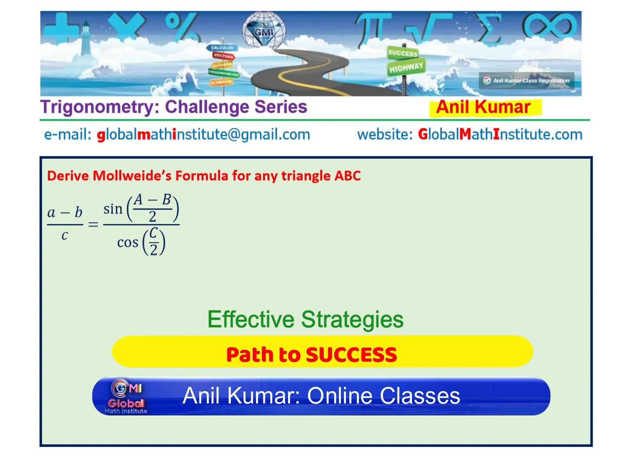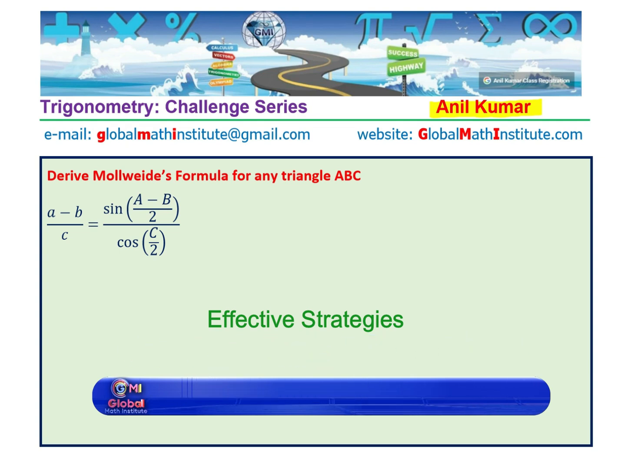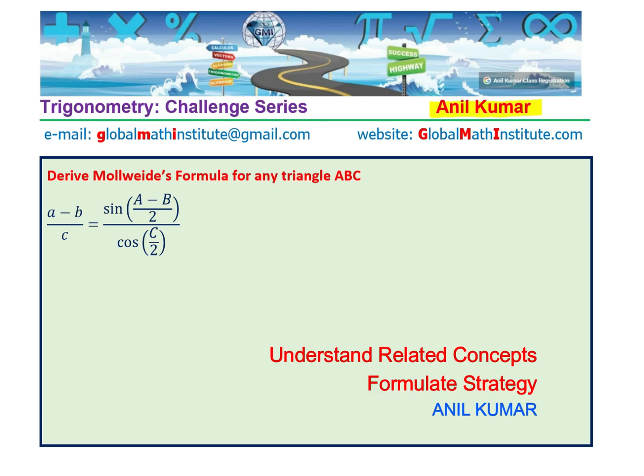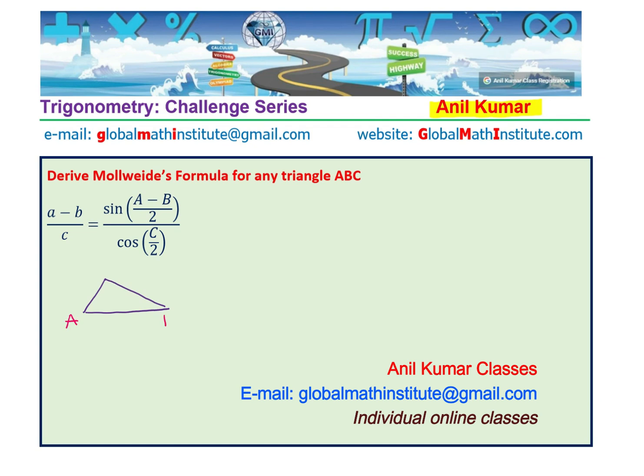We need to prove that (a minus b) over c equals sine of (A minus B) over 2 divided by cos of C by 2, where capital A, B, C are the three angles in a triangle and lowercase a, b, c are their corresponding sides. So let's first get some concepts clear. I'll sketch the triangle for reference. Let's say that is the triangle, labeling it as ABC, which means the opposite sides will be lowercase a, b, c.